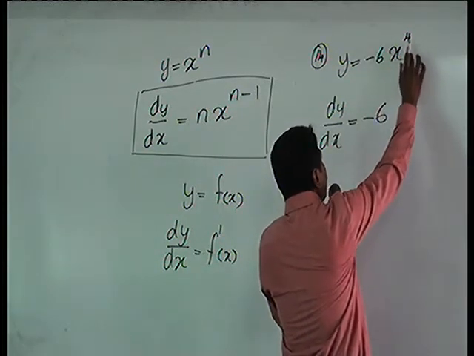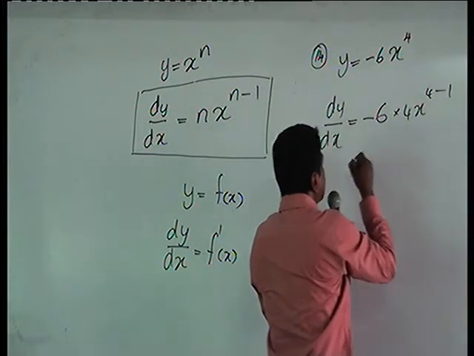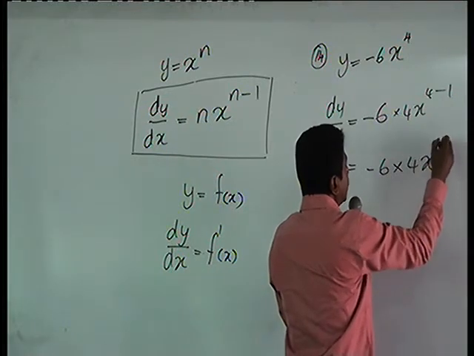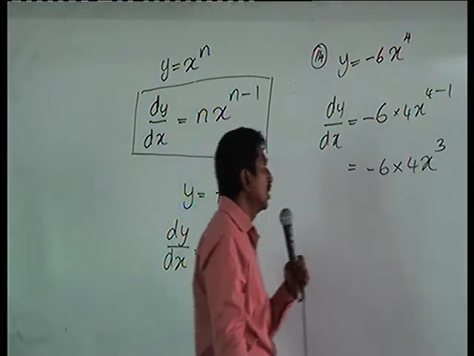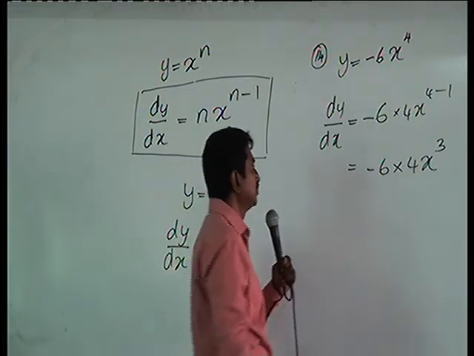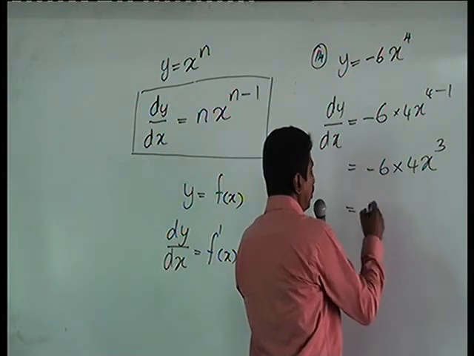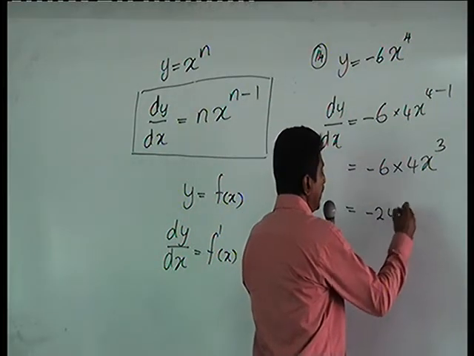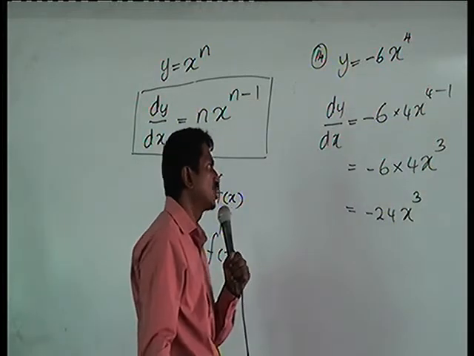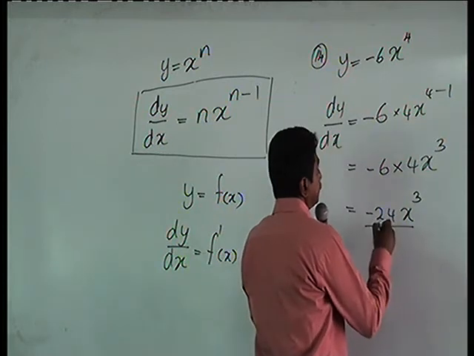Our n is equal to 4. So 4x to the power 4 minus 1. So that is minus 6 into 4x to the power 3. So this is equal to minus 6 into 4, minus 24x to the power 3. So that is the answer.